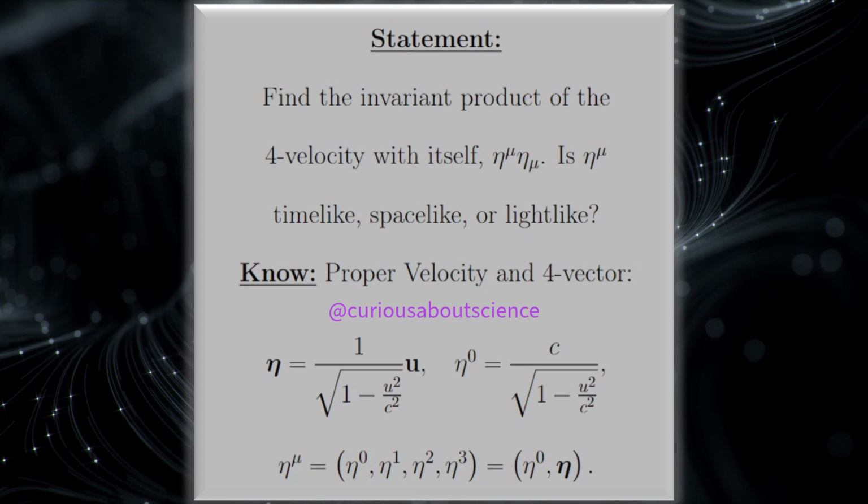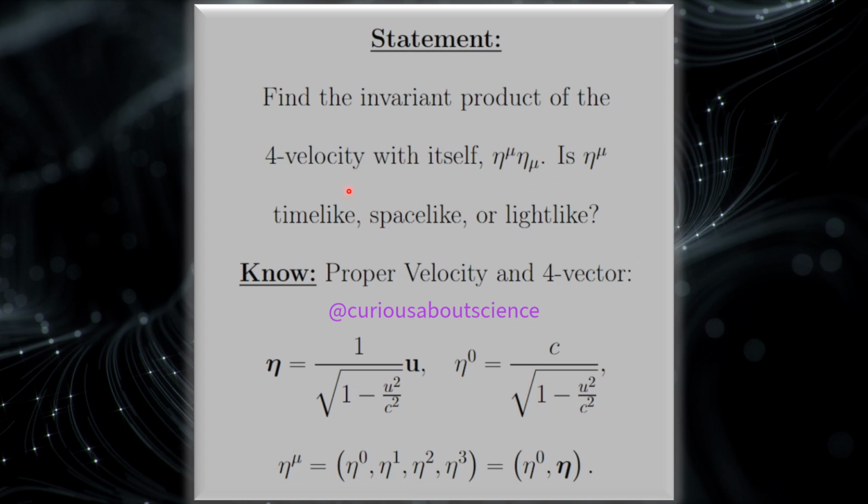Along our journey here, we see that we get in a lot of 4-vectors and we have to deal with them. Our next one is, of course, the invariant product of the 4-velocity with itself. Okay, so that is η^μ times η_μ. Of course, look at this notation. We have a contravariant and a covariant 4-vector, and so we're going to have to be careful with that.